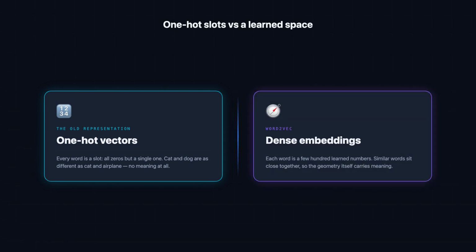Word2Vec throws that out and gives every word a dense vector, a few hundred real numbers learned from data. Similar words land close together in that space. Cat sits near dog, near kitten, near pet. The geometry itself carries meaning, and that single shift, from arbitrary slots to a learned space, is what made everything downstream possible.